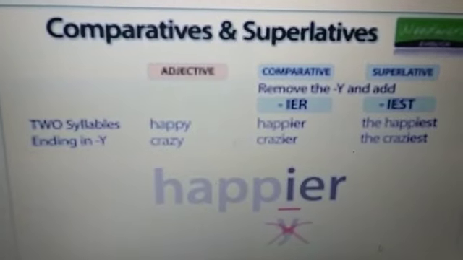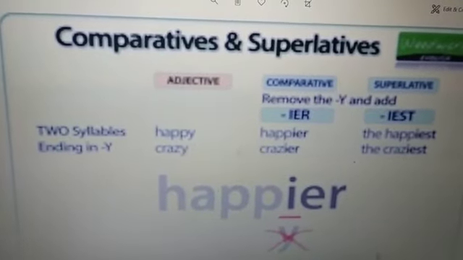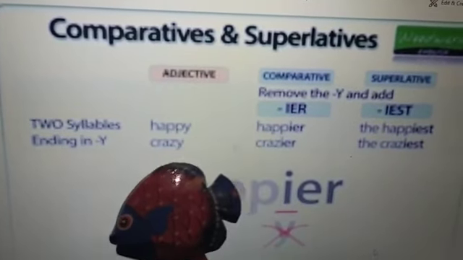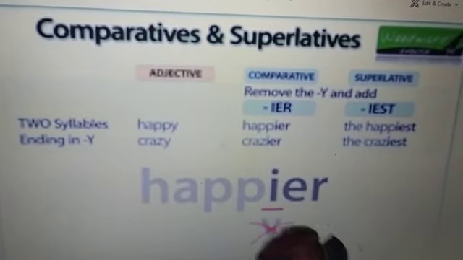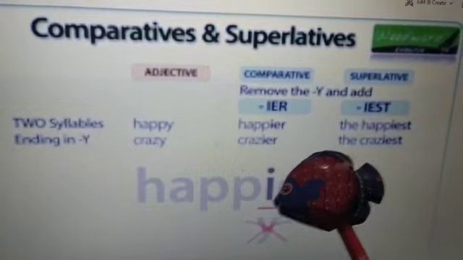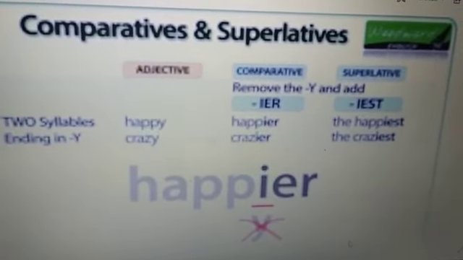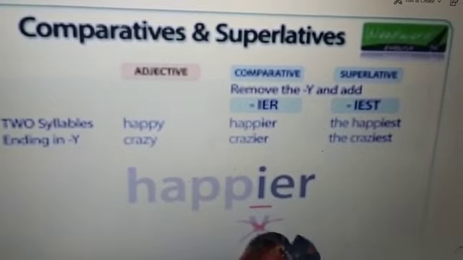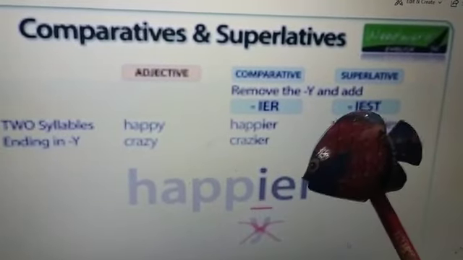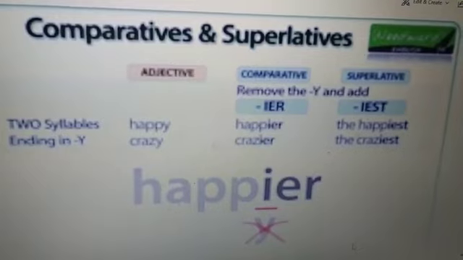Like here you see two syllables ending in Y: happy, crazy, happier, happiest. Y we have changed to I, and then happier, crazier, happiest, and craziest. Okay, students, remove the Y and add I. Remember to remove the Y and add I.